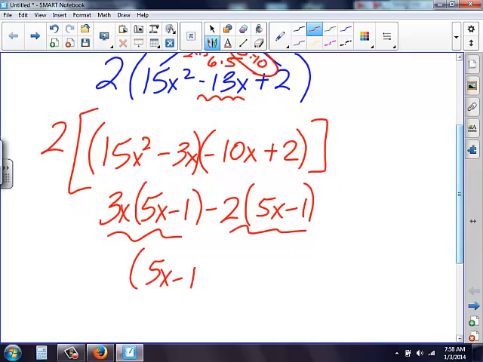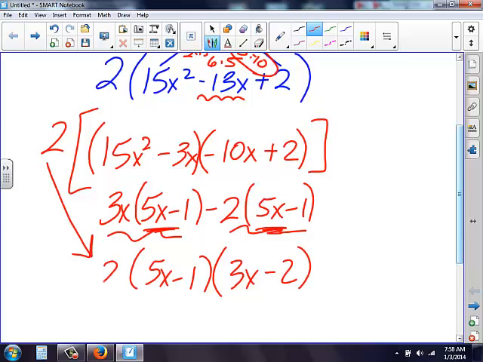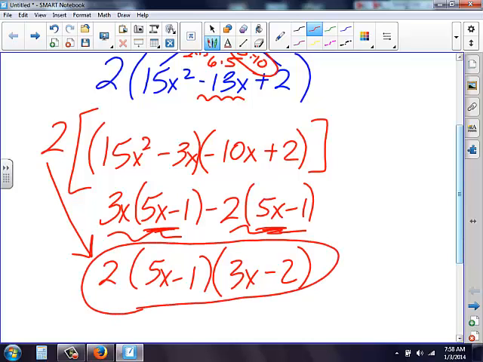So I pull out that 5x minus 1. When I pull out the 5x minus 1 here, I'm left with 3x. When I pull it out here, I'm left with minus 2. We cannot forget this 2 we had up here at the beginning. Therefore, we get 2 times 5x minus 1 times 3x minus 2.